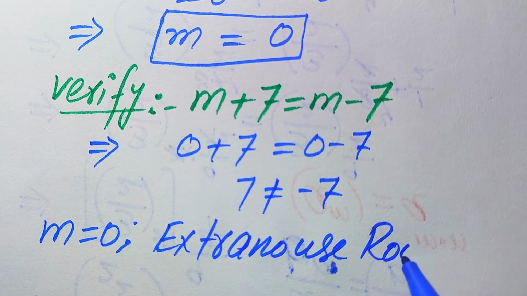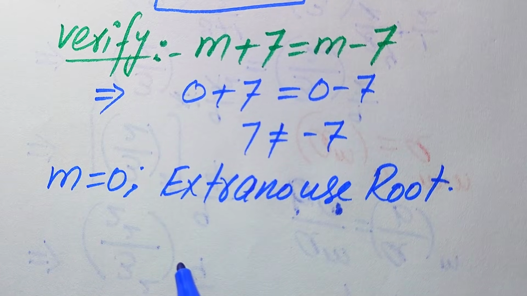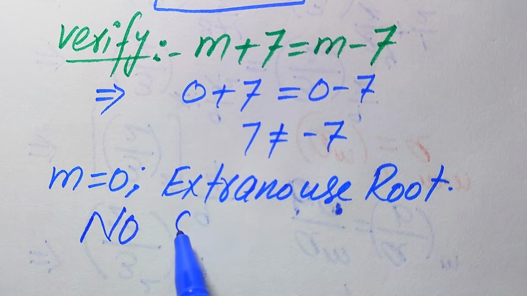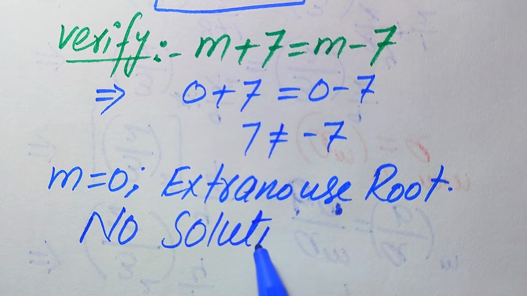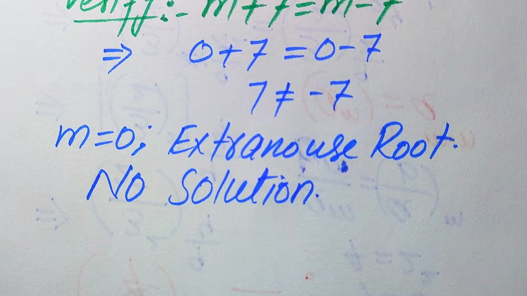So this is the extraneous root because m equals 0 does not satisfy the equation, and finally you see here we cannot get any other value of m which satisfies our given question statement. So we finally conclude that this question has no solution, because we cannot get any value of m which satisfies our given question statement. This is the final answer which we get here from the first method.